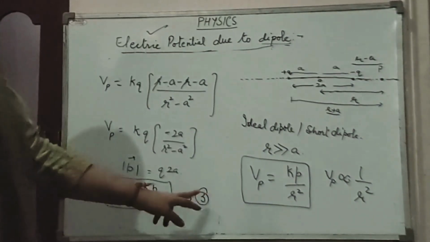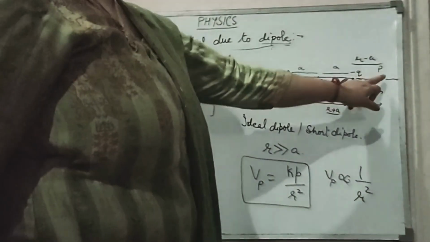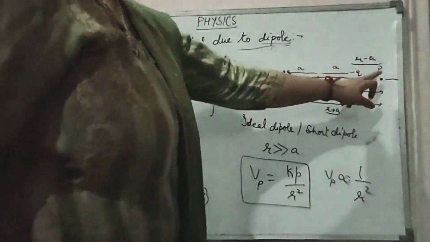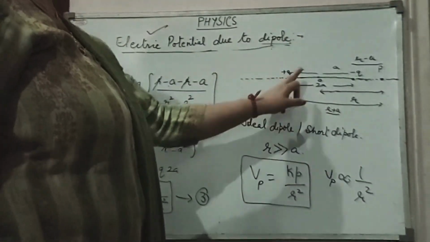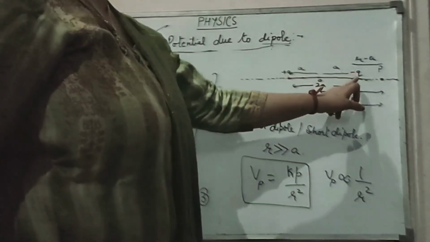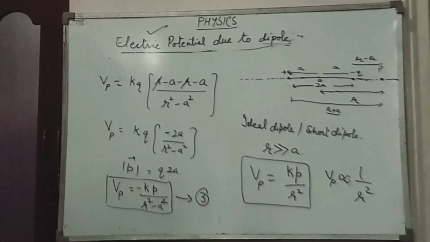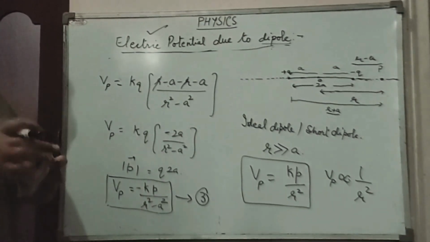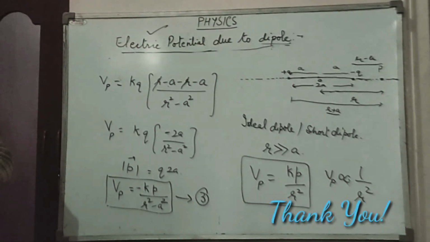I told you that this negative sign just signifies that the negative charge is close to P in comparison to plus Q. If we keep the negative charge away from point P and the positive charge close to it, this sign will not be negative. So this is all about the electric potential due to a dipole on the axial line. I hope the concept is clear to you. Thank you.